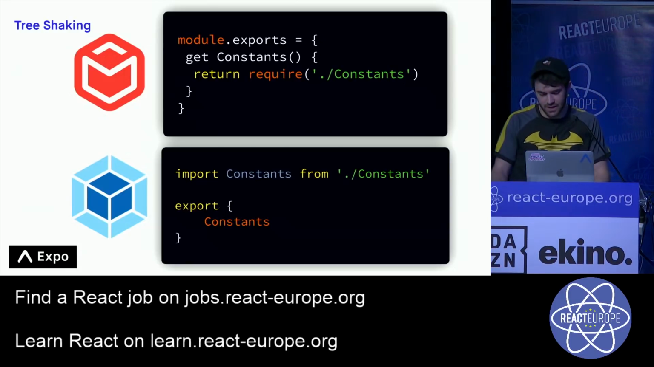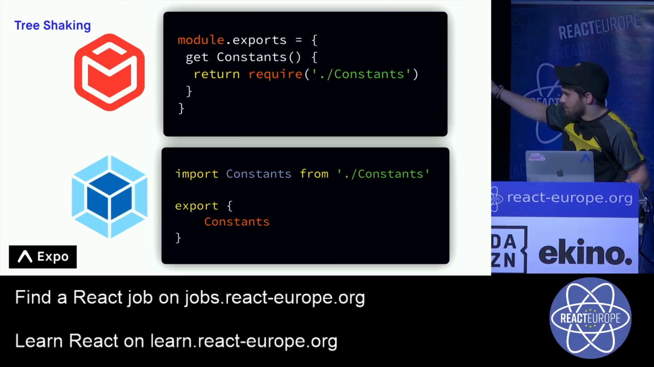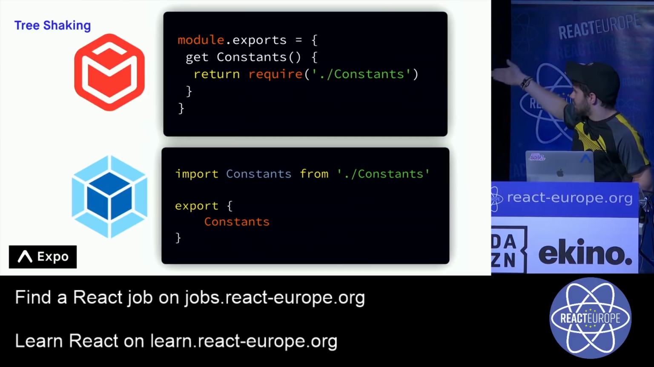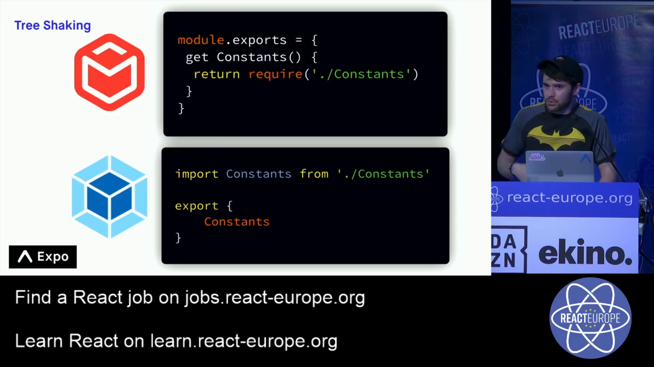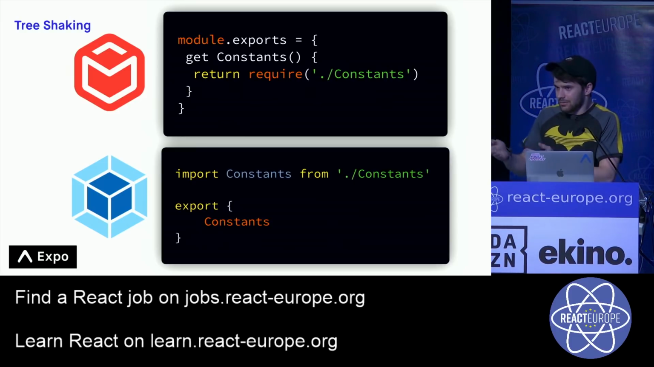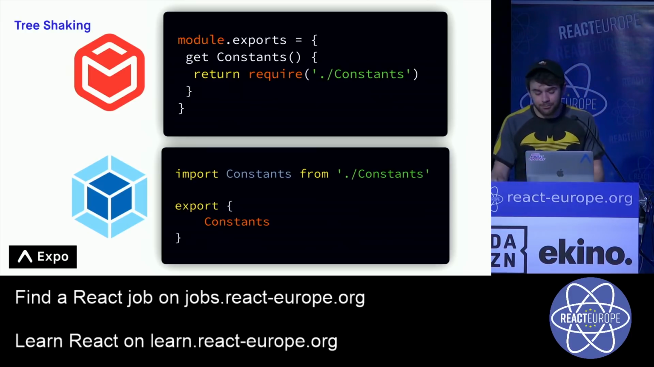Now, the reason for this is because to be optimal for Metro, which is what people do when they make a React Native library, they use lazy requiring in a getter. And if you want to be optimal for Webpack, you need to use the ES modules import and export keywords, which will then effectively let your bundler know that it needs to remove that code.